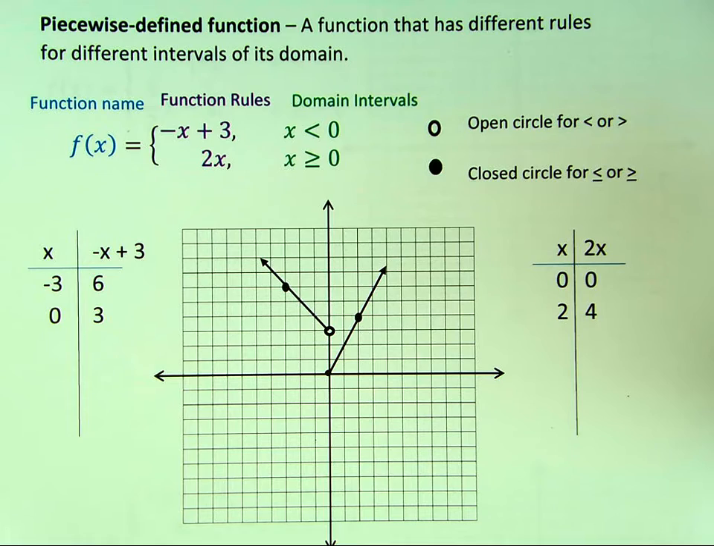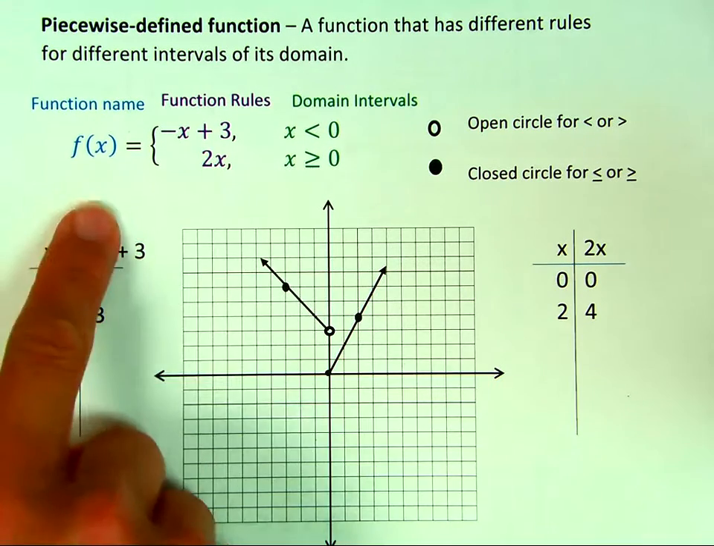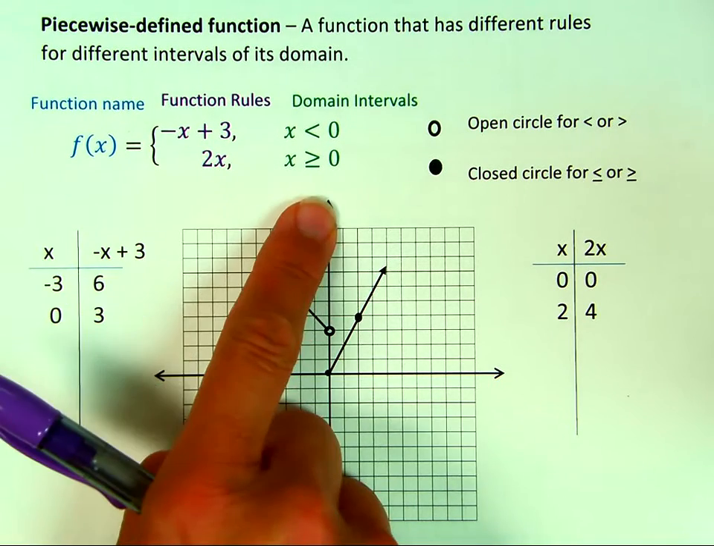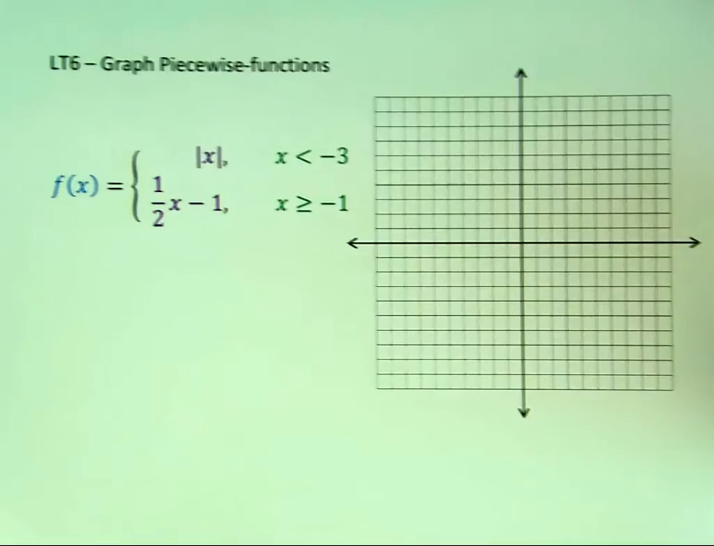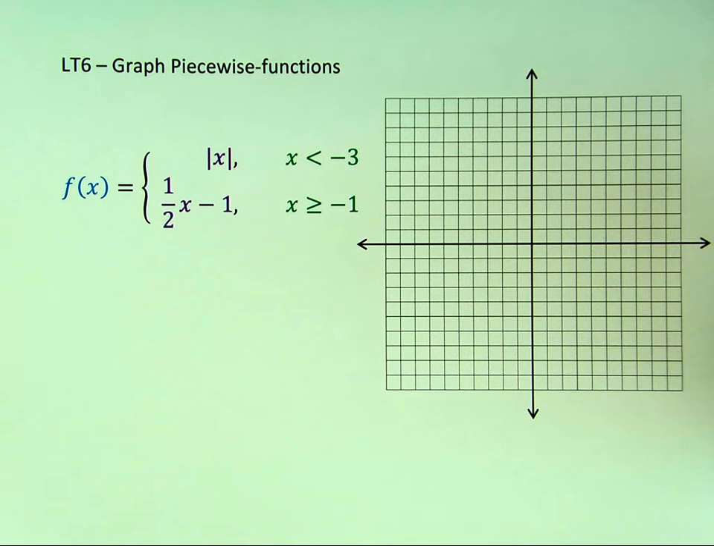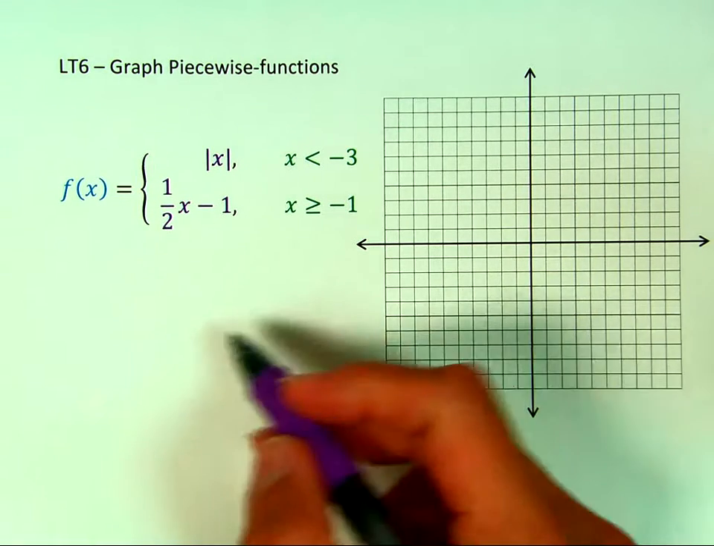So what we're going to do today is we're going to be given rules, so a name, function rules, and the domain intervals, and we're going to have to graph them. So we talked about writing last time, now we're going to talk about graphing. So we're going to look at this one first. So we want to graph one at a time.